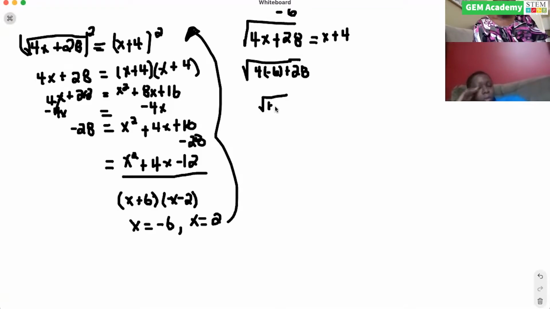24 or 4? 4, yep. Just 4. So what's the square root of 4? 2. All right, so this side equals 2. So let's do the other side. I'm just going to write it from here.